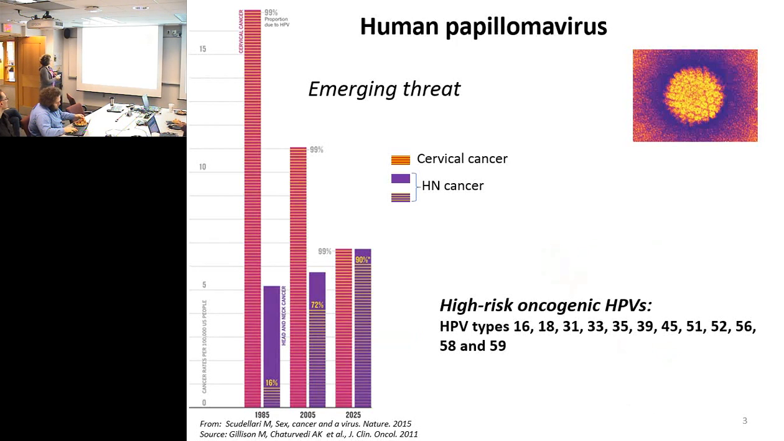This picture shows the incidence rate of head and neck cancer. Red bars present cervical cancer, violet bars show incidence of head and neck cancer, and yellow strips show cancer related to HPV. We can see that almost all cervical cancer is HPV mediated, and the portion of HPV-positive head and neck cancer is increasing, with further increase expected in the future. And incidence of cervical cancer decreased due to a successful screening program.